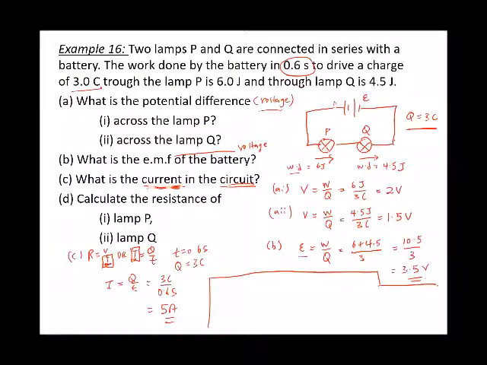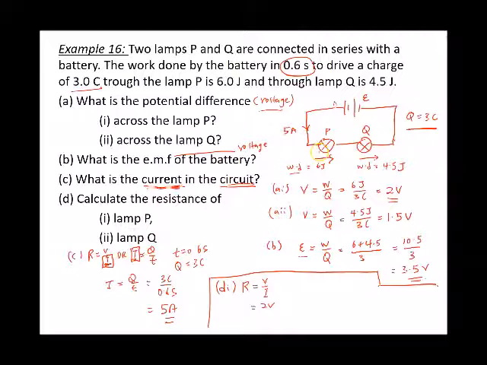Then for part D, calculate the resistance of lamp P and lamp Q. For lamp P, you want to find the resistance. Resistance equals voltage divided by current. You already know that for lamp P, the voltage is 2 volts, and the current flowing in the circuit is 5 ampere.